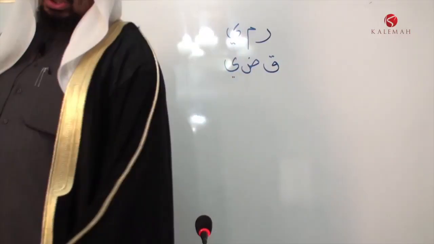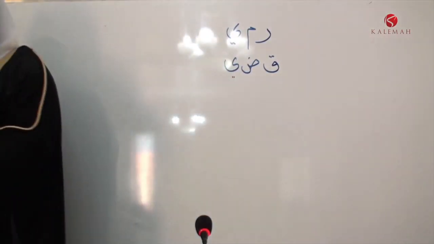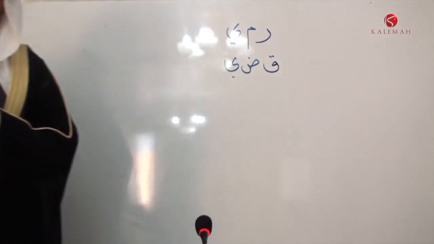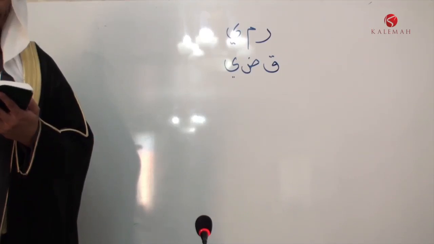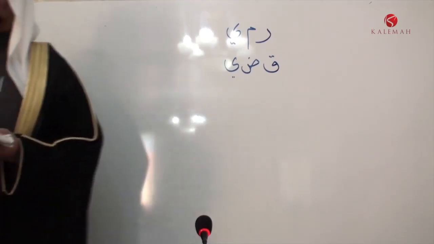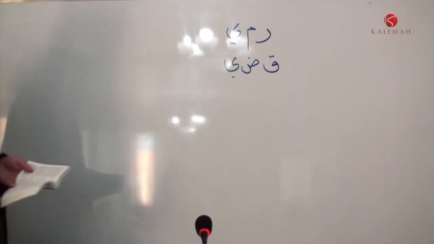ربك ألا تعبدوا إلا إياه وبالوالدين إحسانا. This is in Surah Al-Isra, which is Surah number 17, verse number 23. وَقَضَى رَبُّكَ أَلَّا تَعْبُدُوا إِلَّا إِيَّاهُ. قَضَى means he decreed, he judged.